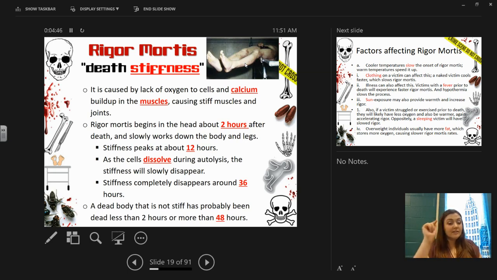So a dead body that is not stiff has been dead less than 2 hours, so they haven't stiffened up yet, or more than 48, because that's the longest it takes. If it's a cold climate, more controlled, 48 hours, they're going to be fully unstiff. So it either tells me it's been 2 days or less than 2 hours. And usually from other things about their body, you could tell which is which. If they're still stiff, then we're in that window of 2 hours after to 48 hours after.